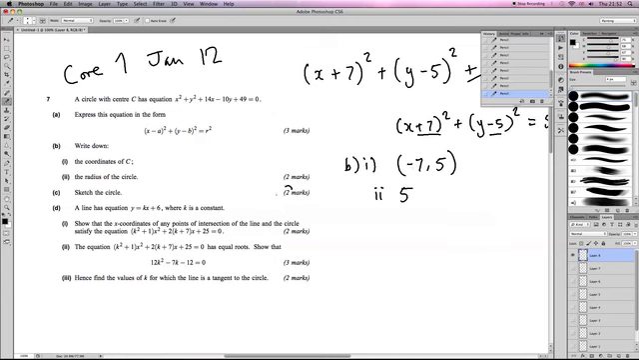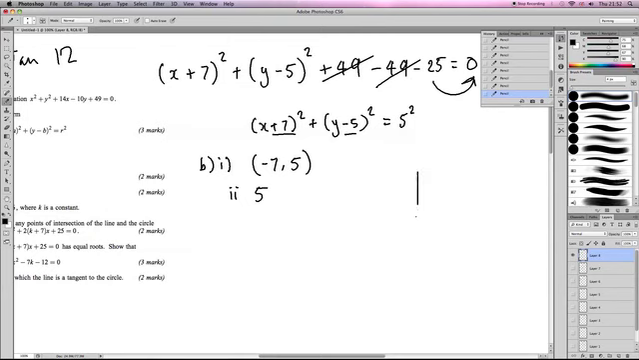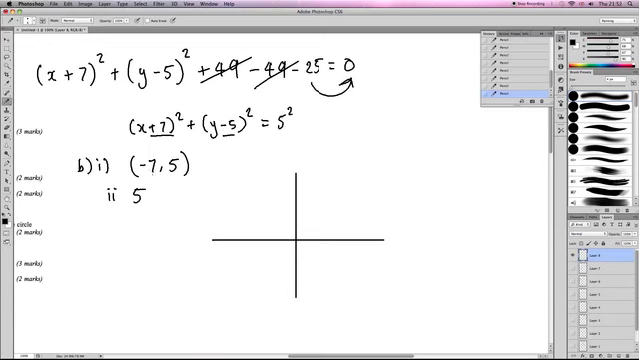The second 2 marker is actually sketch the circle. So the circle looks like this. And again, don't draw the circle first, draw all the points in. You know one of the points is minus 7 and 5. So it's going to be minus 7, so somewhere down here, and 5. So I'm going to put a dot here, and I'm going to label it as well, minus 7 and 5.